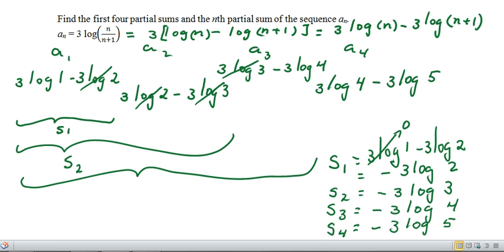And they ask us, what is S sub n? It will be minus 3 log, and notice that the input to the log is 1 more than the subscript of the S, and so it would be n plus 1.